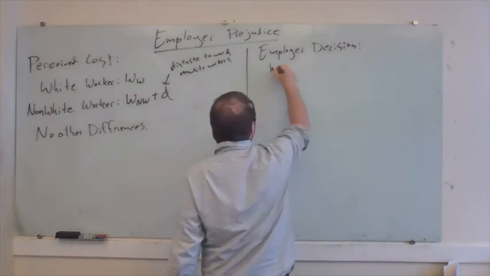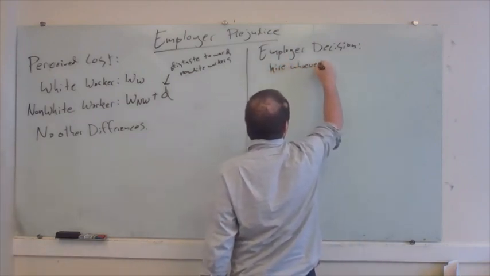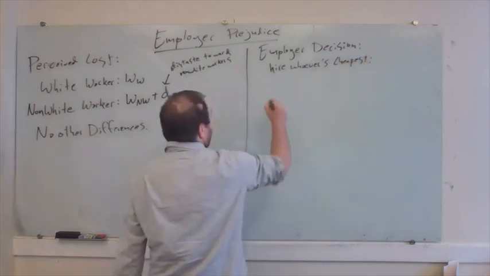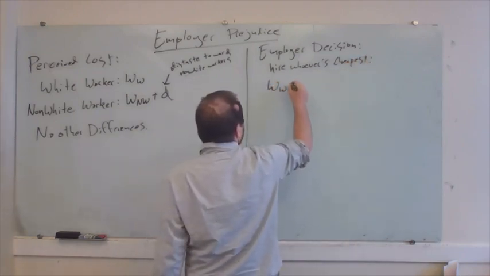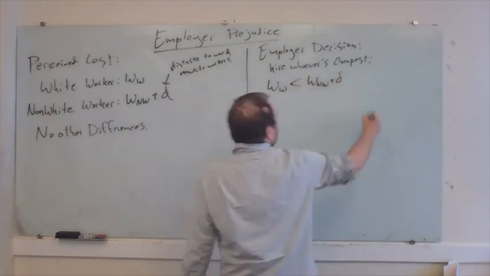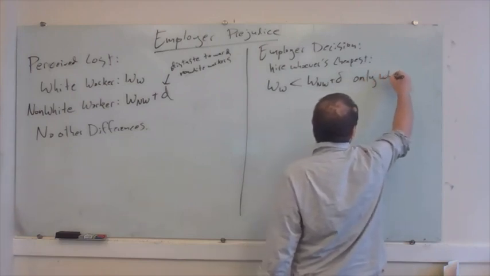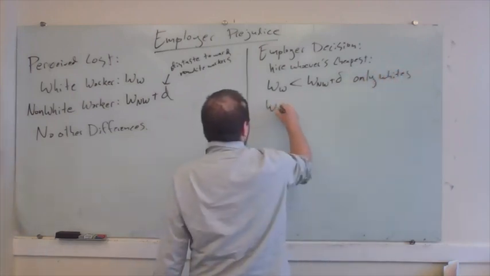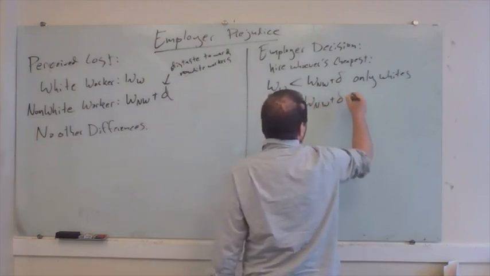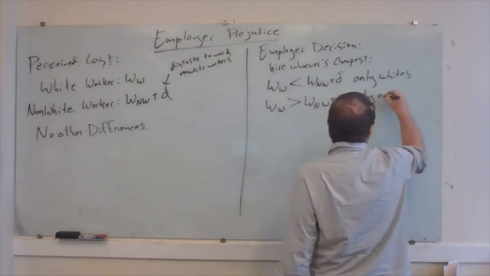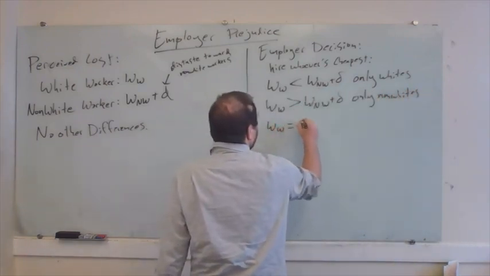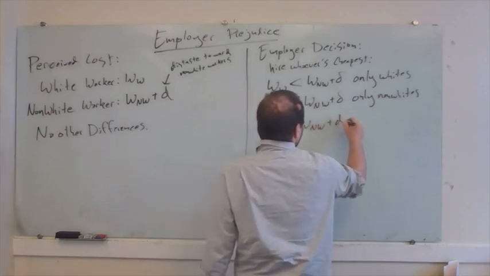is, right, hire whoever's cheapest, which is going to mean that if the white wage is less than the non-white wage plus discrimination, we'll only hire whites. If the white wage was greater than the non-white wage plus discrimination, we'll only hire non-whites. And if they're equal, we'll hire whoever.